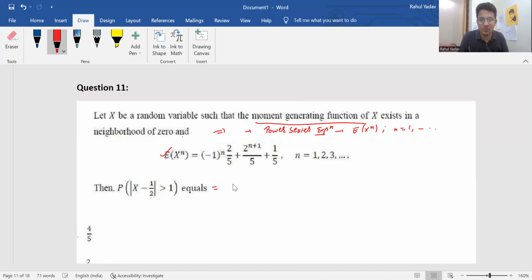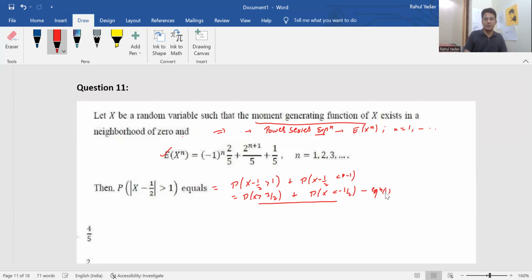I can write this as the probability of |X minus 1/2| greater than 1, which is the probability of X minus 1/2 greater than 1 plus the probability of X minus 1/2 less than minus 1. Solving this, that will be the probability of X greater than 3/2, and from here the probability of X less than minus 1/2. So finally I have to find this. Mark this as equation 1.